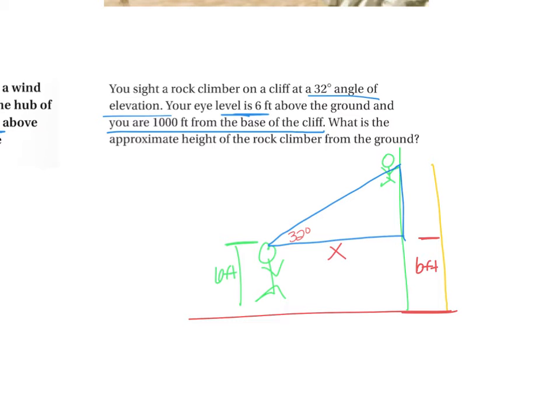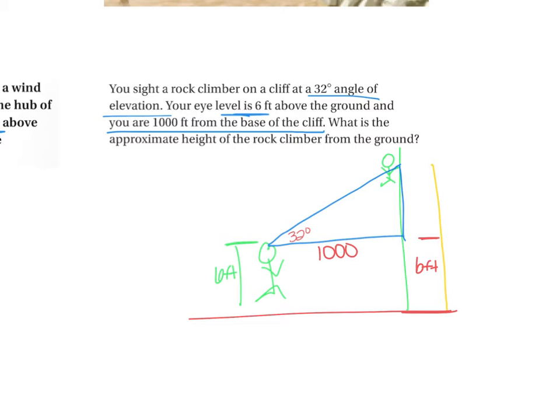Oh, why did I put an x right there? I meant to put 1,000. I'm sorry, I'm having technical difficulties. Sorry, I wrote it wrong. So you are 1,000 feet from the base of the cliff, so that would be 1,000.